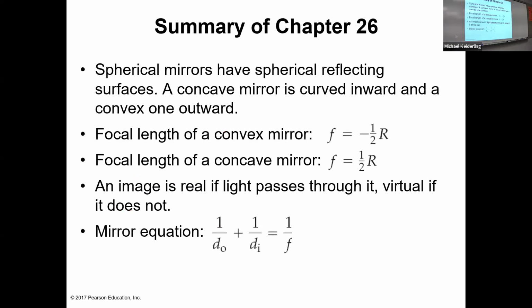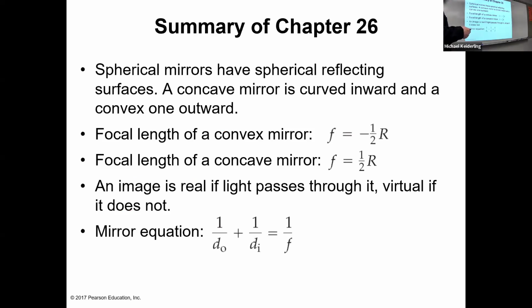Now, spherical mirrors have a spherical reflecting surface. You can have a concave mirror that's curved inward and a convex mirror that's curved outward. So a concave mirror is one where the mirror is on the inside surface of the sphere. Convex is one where it's on the outside surface.